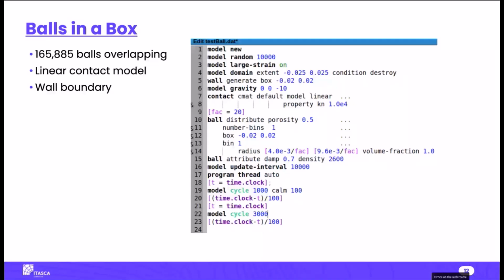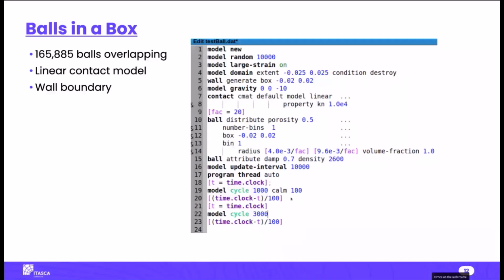So just distributing balls. I shouldn't say generating, because we're using the ball distribute command to create overlapping balls in a box that has a wall boundary on it. So there's about 165,000 of them. And I'm going to use the linear contact model and a wall boundary. I will cycle, so it's using all the threads.